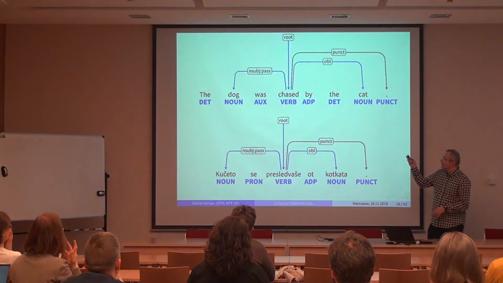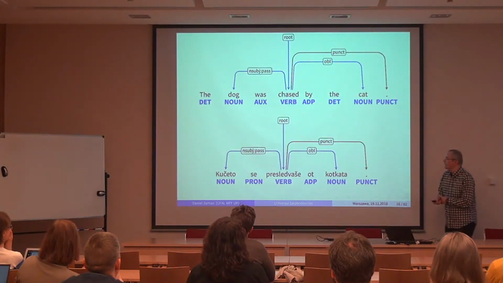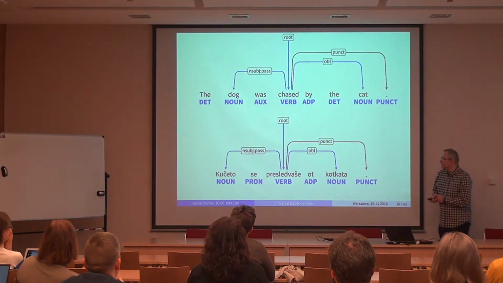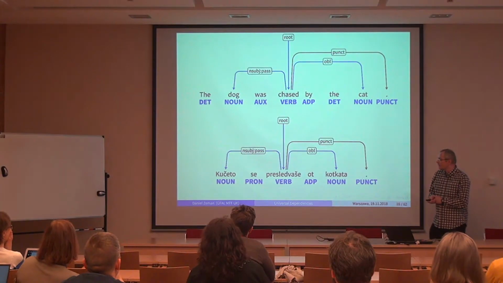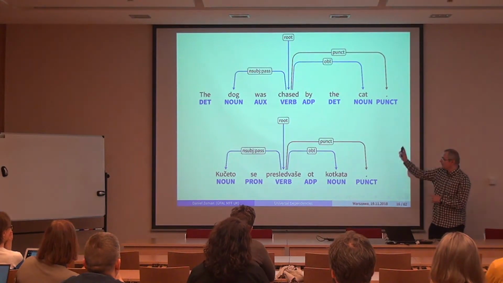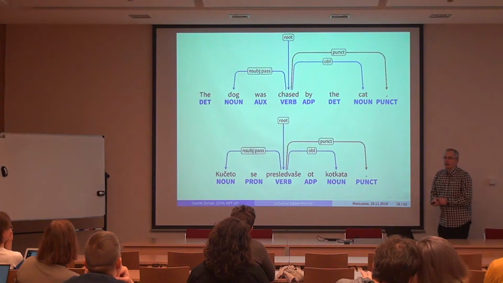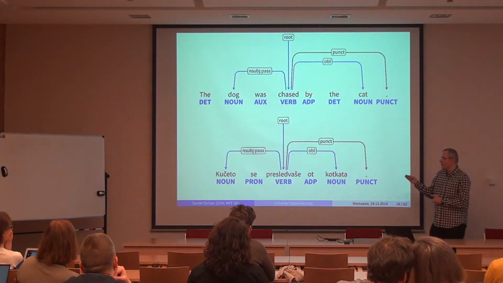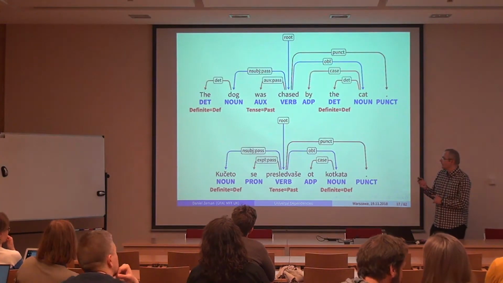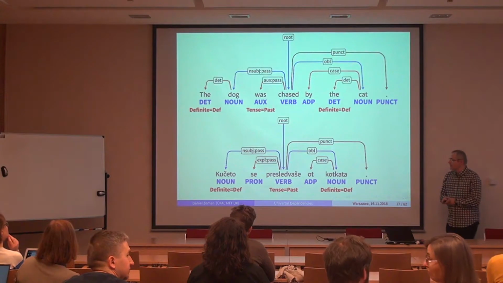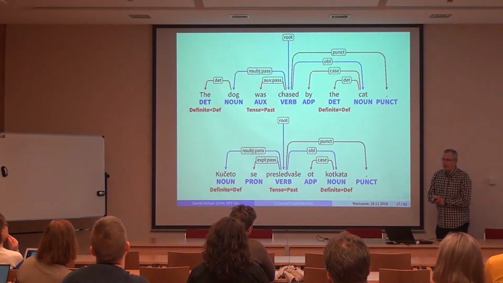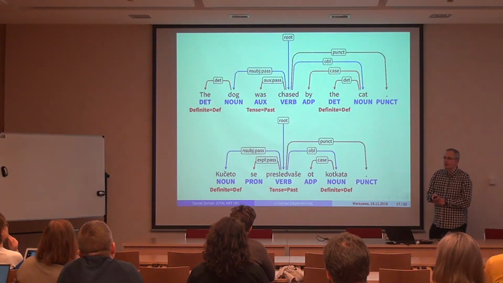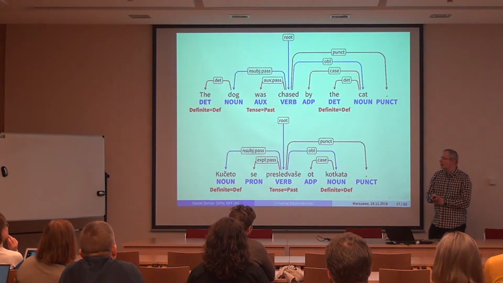So here's an example from English. The dog was chased by the cat, and its Bulgarian counterpart kuče to se presledváše od kotkata. And the blue links here that connect the content words, they are perfectly parallel because there's the same base structure. But then there are function words, and those are not so parallel because just one language uses function words, the other language may use morphology for the same thing or nothing at all.